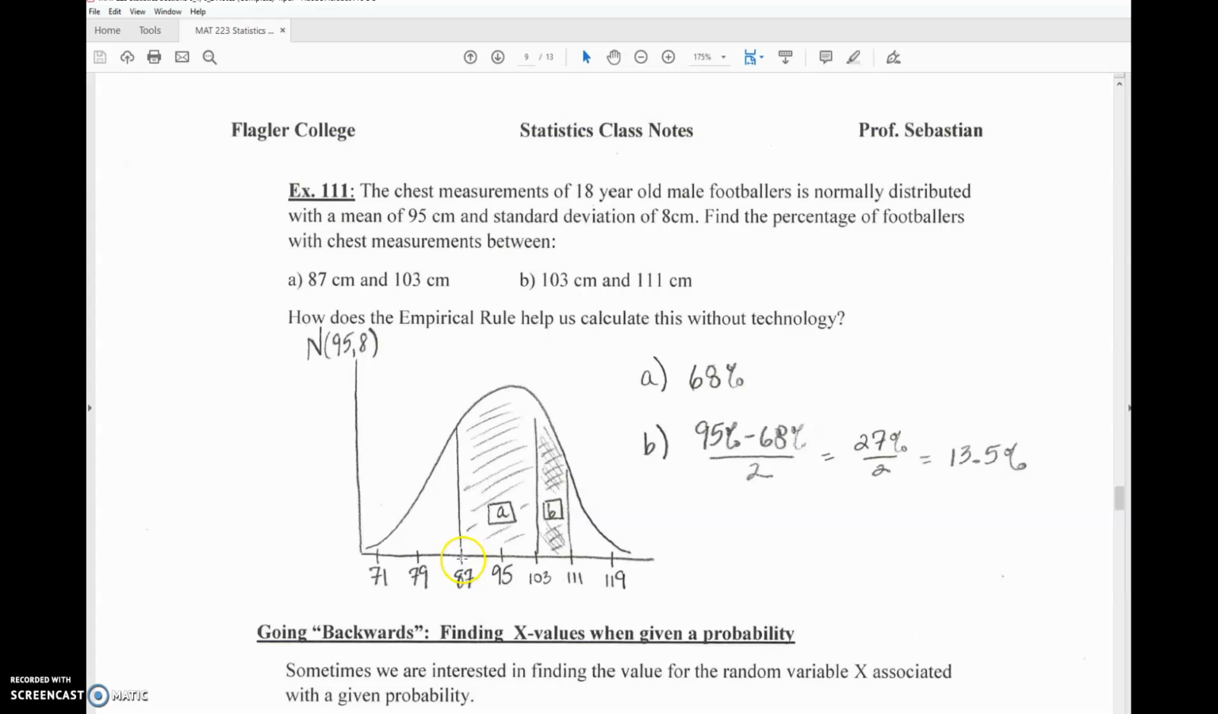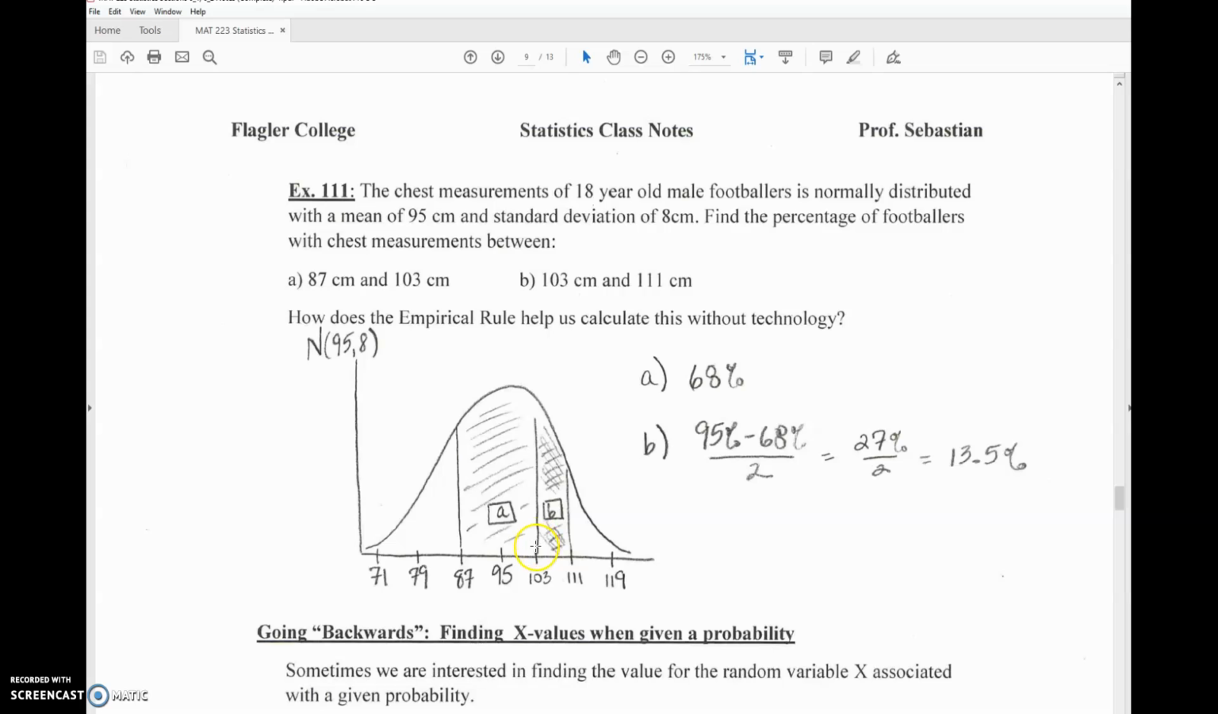So if we want to know the percentage that's between 87 and 103, we notice that for part A, 87 is one standard deviation below the mean, and 103 is one standard deviation above the mean. So that means this area is 68% according to the empirical rule. So we just write that answer down. Part B, it's a little bit more complicated.